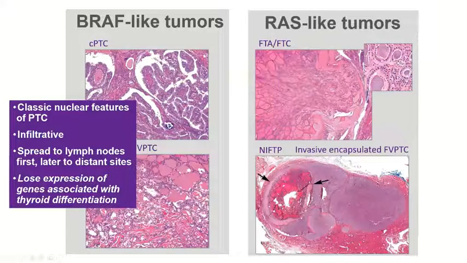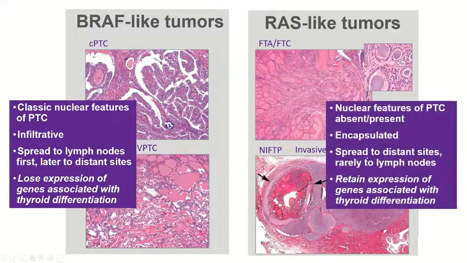RAS-like tumors are follicular adenomas and follicular carcinomas when they're invasive. They are pre-invasive NIFTP, and when they invade, you see how smooth the border is. They still preserve this pushing, non-infiltrative border. These tumors may or may not have nuclear features of PTC, but they are all encapsulated. They spread to distant sites and virtually never to lymph nodes of the neck. So this is important to keep in mind. And they retain expression of genes associated with thyroid differentiation for a longer period of time.